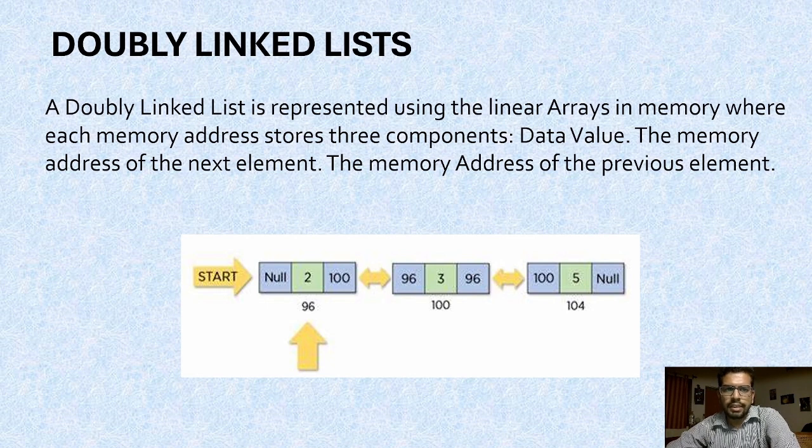Doubly linked lists. It is represented using linear arrays in memory where each memory address stores three components: the data value, the memory address of the next element, and the memory address of the previous element.